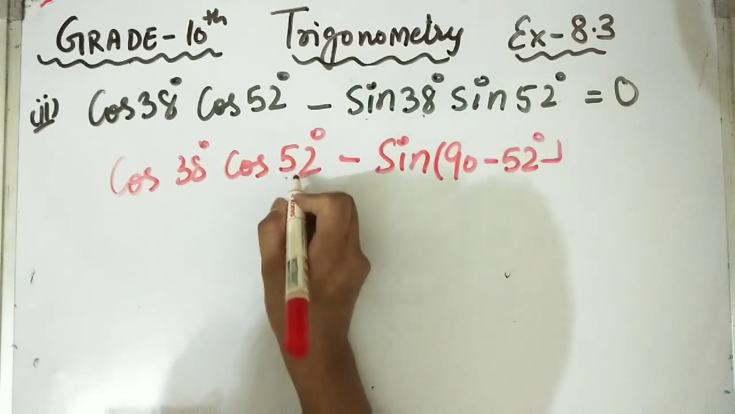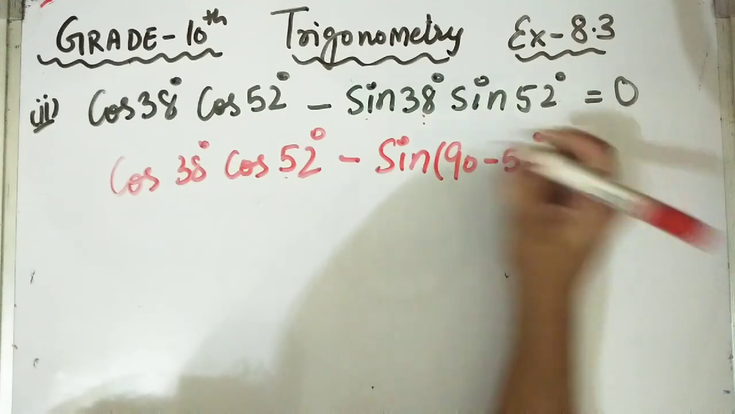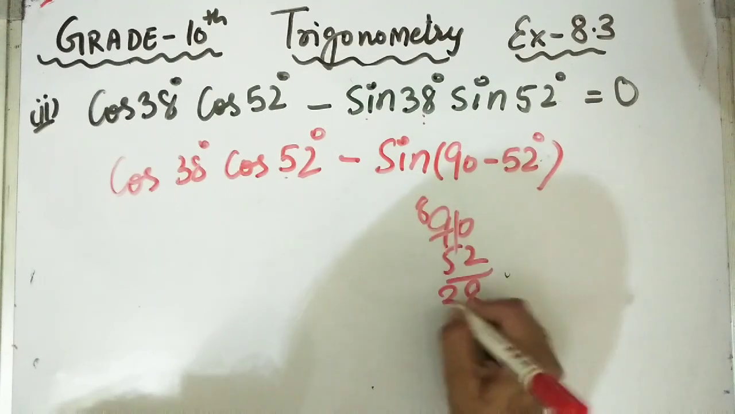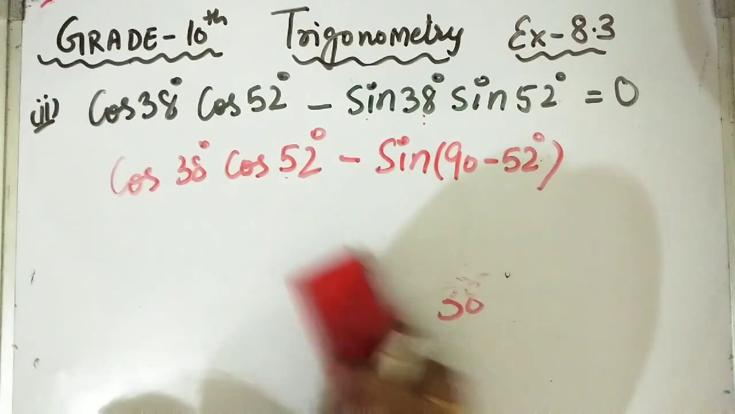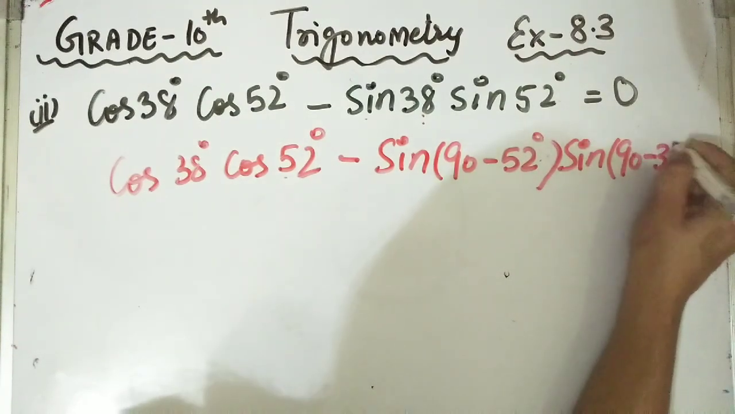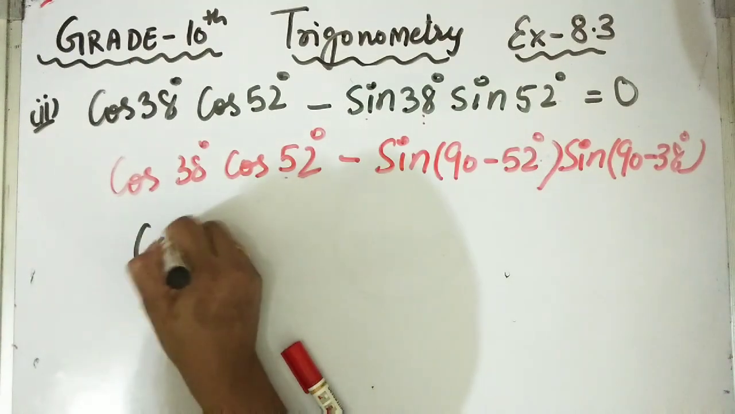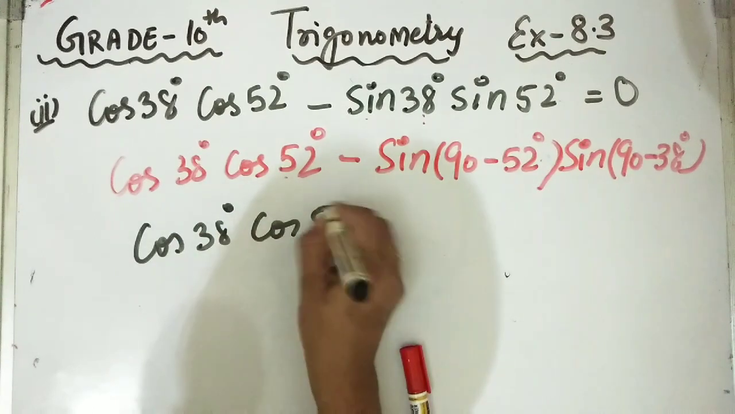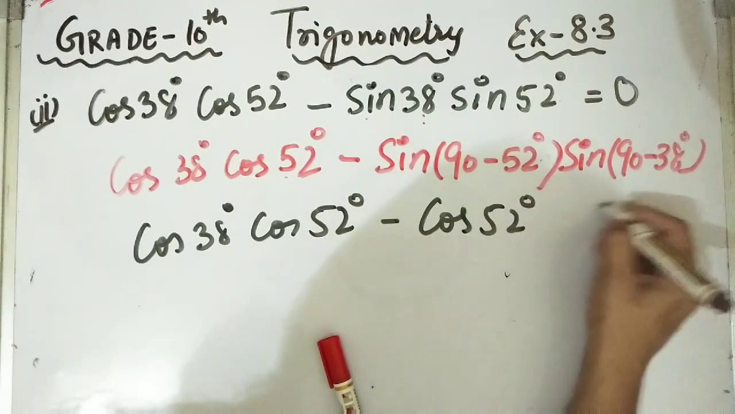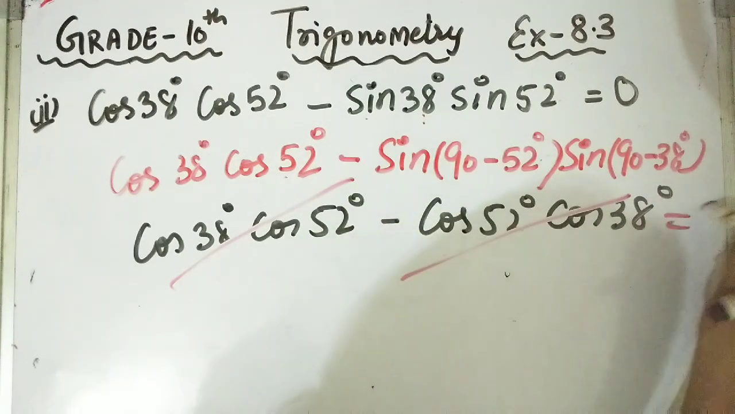Son, the hint will be from here. What can you write 38 as? 90 minus 52, and subtracting, it should match exactly. See, subtract and you get 38, the same answer. Okay. So sin 52 is sin 90 minus 38, 52 can be written as 90 minus 38. Cos 38 cos 52 minus sin 90 minus theta, cos 52 sin 90 minus theta, cos 38. Now you are getting the same terms, which will be cancelled out. The answer is 0.